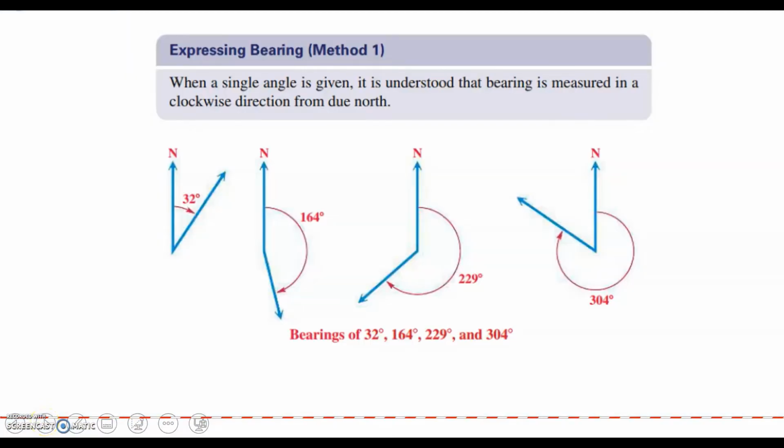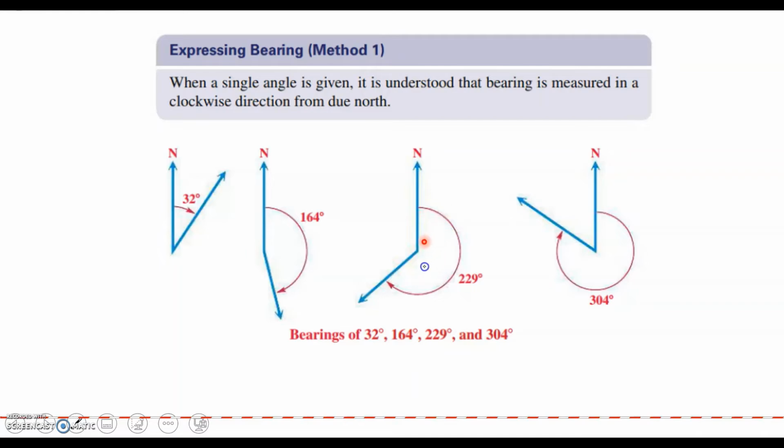The first method of expressing bearing is when you use one single angle. Anytime you use just a single angle, you always start from a north position and you measure in a clockwise direction. So, for example, this first one here is a bearing of 32 degrees. So you start with this north line right here and you go 32 degrees in a clockwise direction. The second one is a bearing of 164 degrees. So you start with this north line and then you measure clockwise 164 degrees and create your second line.